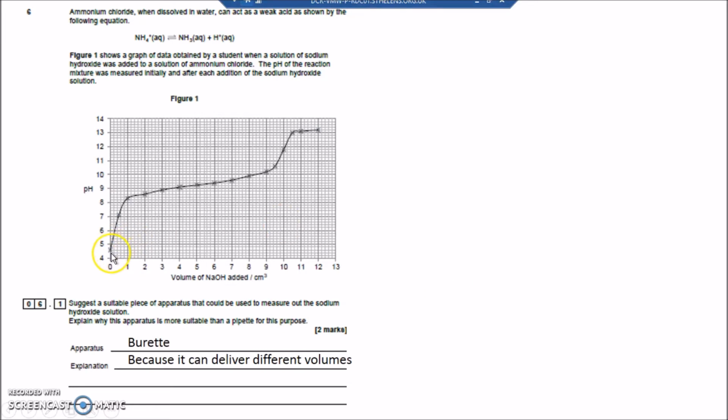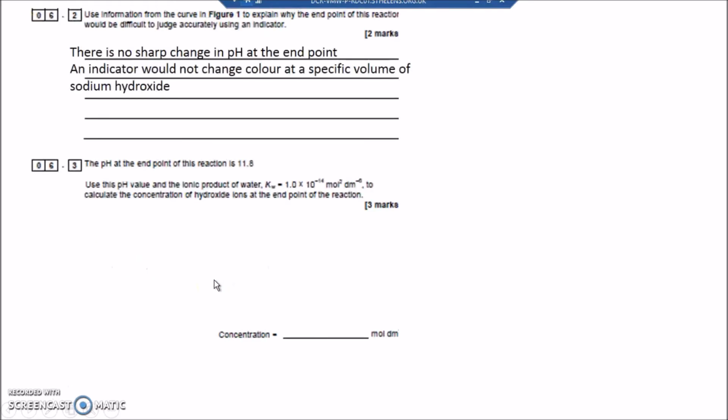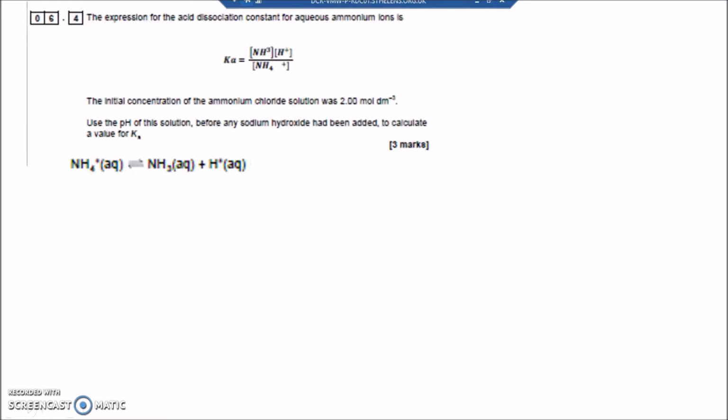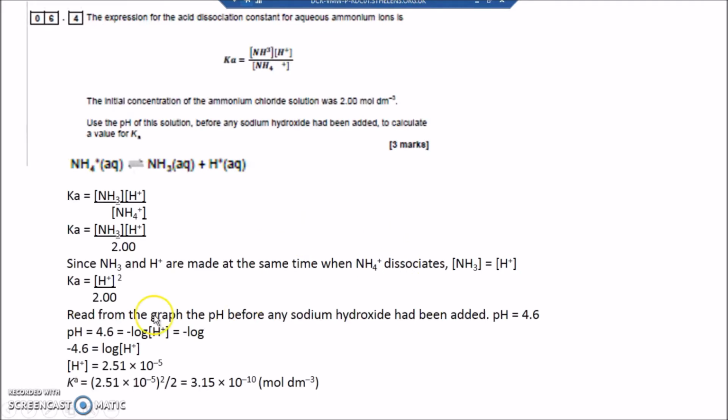So 4.6 is when no sodium hydroxide has been added at all. So I've got a pH of 4.6. Now what's the only thing I can do with a pH of 4.6? 4.6 is minus log to the base 10 of hydrogen ion concentration. So I reverse the sign on both sides. So minus 4.6 is plus log H plus concentration, inverse log, shift log, second function log of minus 4.6 will give me the H plus concentration.